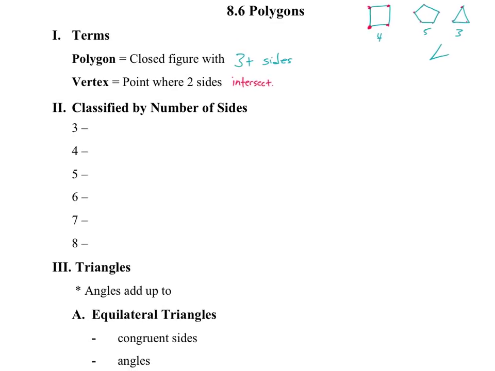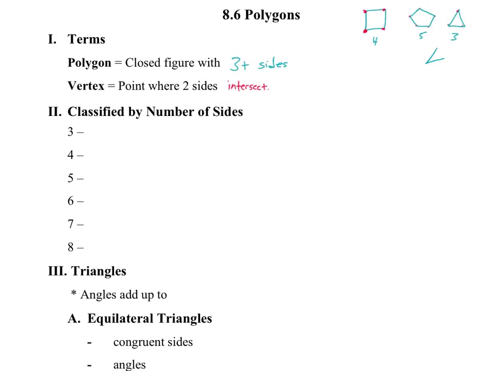And then they're classified by the number of sides. So if we have a 3-sided one, like this thing right here, we'd call that a triangle. 4-sided, might be tempted to say a square or a rectangle, and those are types of them, but all 4-sided objects, including parallelograms and trapezoids and stuff, those are quadrilaterals. The whole quad meaning 4, tri meaning 3.